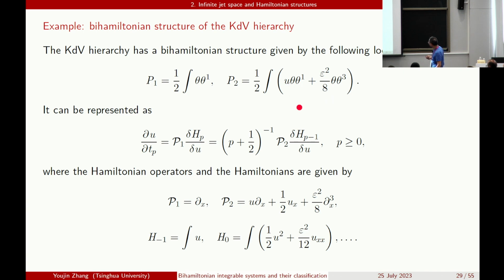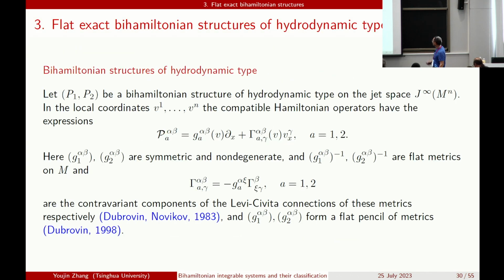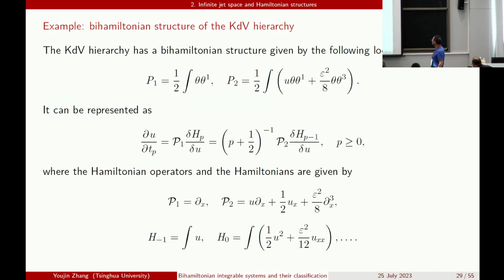Then we have these two local functionals corresponding to the two Hamiltonian operators P1 and P2, and we have this bihamiltonian recursion relations and so on. So this is the KdV bihamiltonian structure. Then using this formalism, we can also define the bihamiltonian cohomologies, and study deformations of bihamiltonian structures, like in the finite dimensional case.